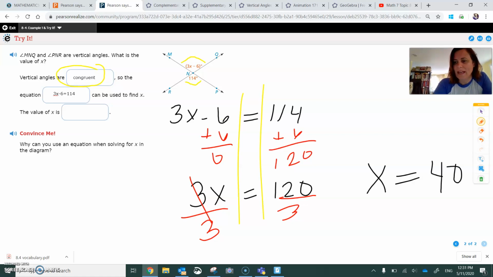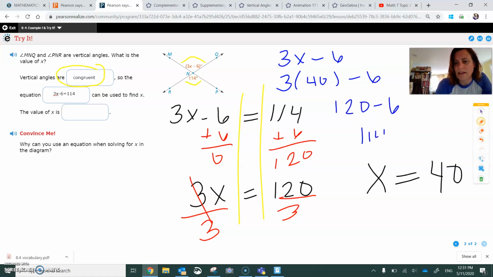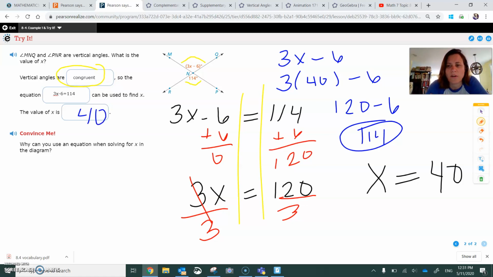So if we take it and we check it, 3x minus 6 is supposed to be 114 degrees. If we put 40 in place of the x, 3 times 40 is 120, and 120 minus 6 is 114. So the value of x is 40, because that's what it would have to be in order for that entire angle to be 114.